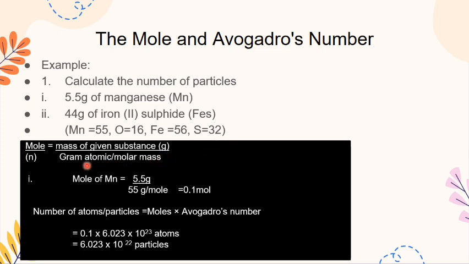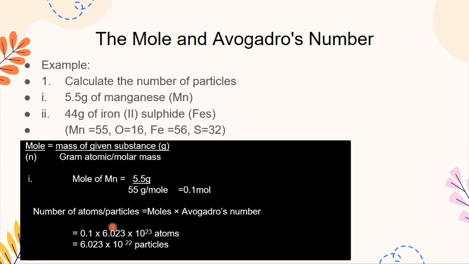Still the same formula, mole is equal to mass of a given substance in gram over the molar mass of the compound. Sometimes you see people representing mole with n, so n is still used to represent mole. So we have mole of manganese is equal to 5.5 divided by 55 gram per mole. Remember, we are trying to solve the Roman figure 1 question. So we have 0.1 mole.